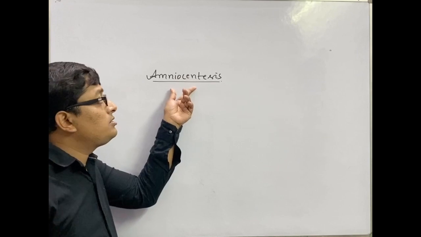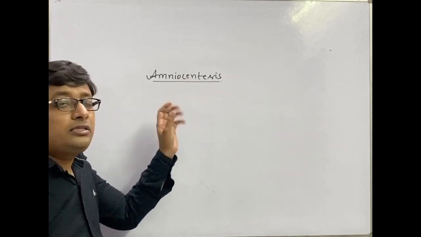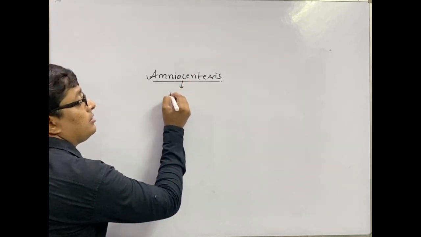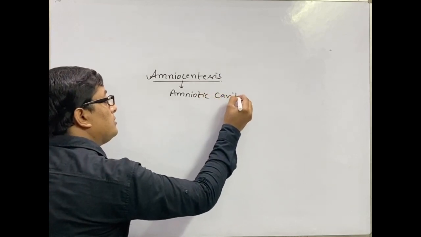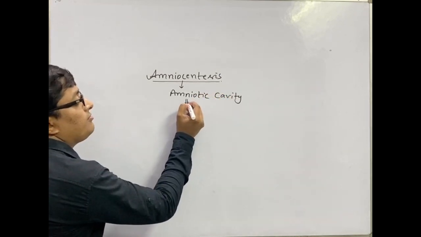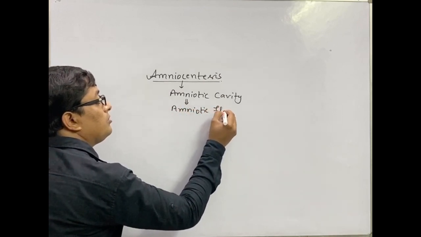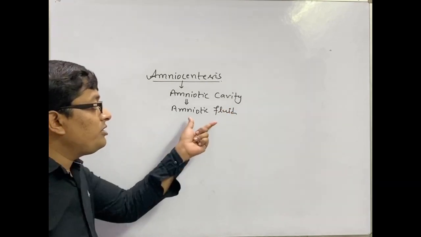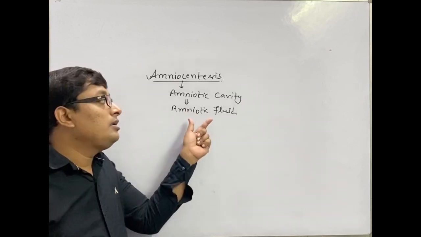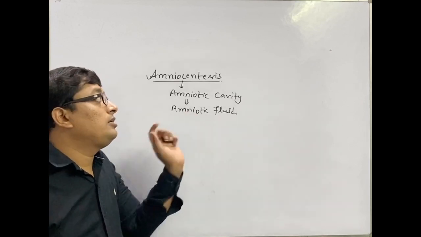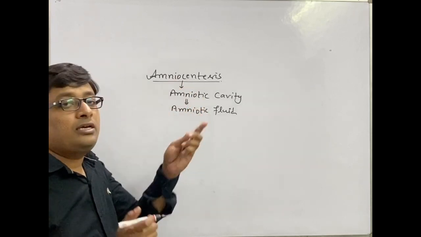In the uterus, during development, the embryo is enclosed in the amniotic cavity. This amniotic cavity has a fluid called amniotic fluid. This amniotic fluid protects and surrounds the developing baby during the gestation period or the pregnancy. So we will try to understand this technique, amniocentesis, with the help of a demo.